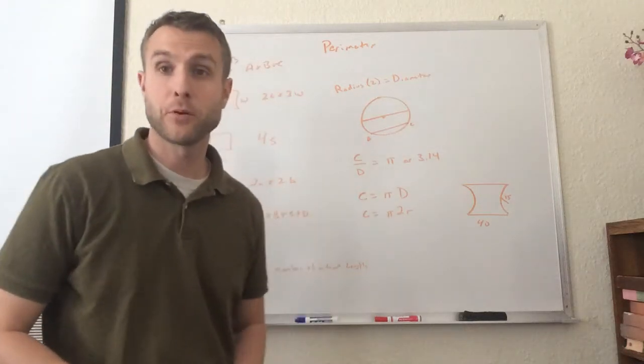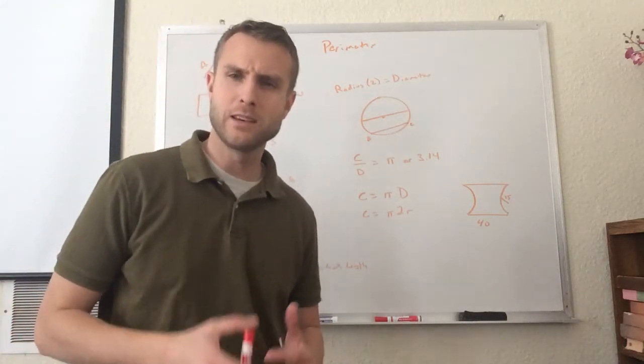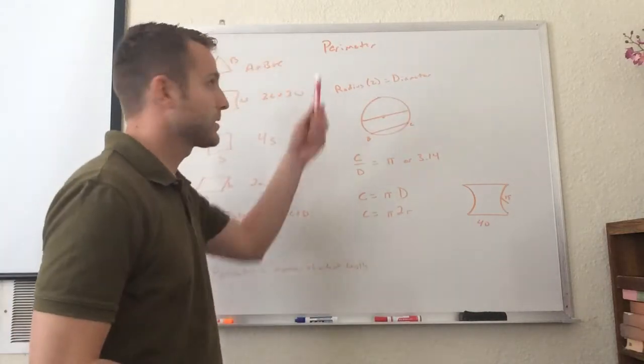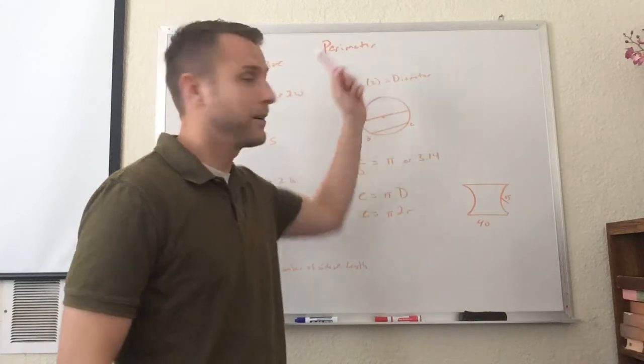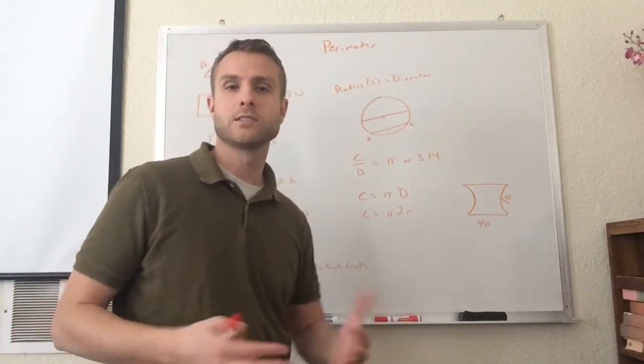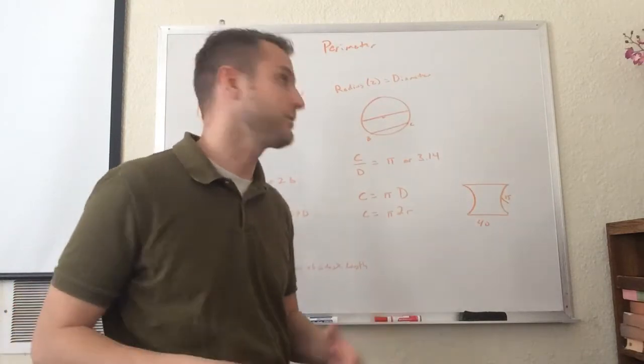Today we're talking about perimeter and circumference. This should be not too hard of a lesson as long as you're careful. So perimeter literally means: para means around, meter means to measure. So perimeter literally means to measure around something. So it's just the distance around any figure.